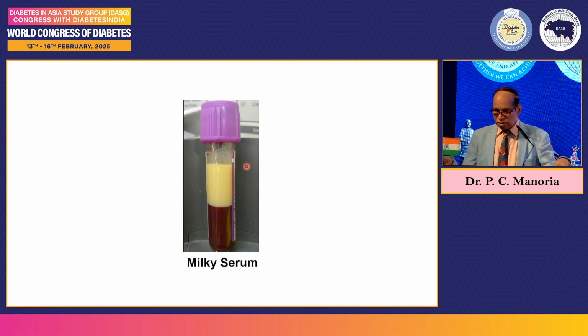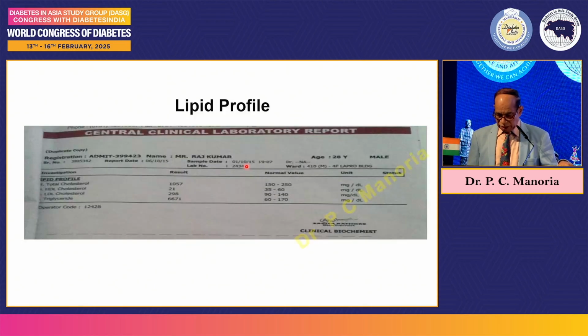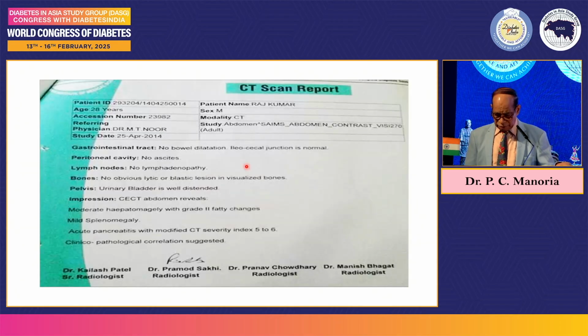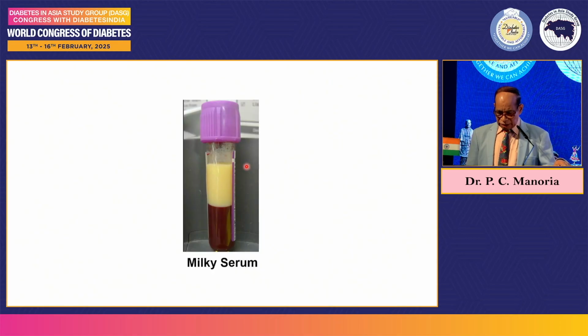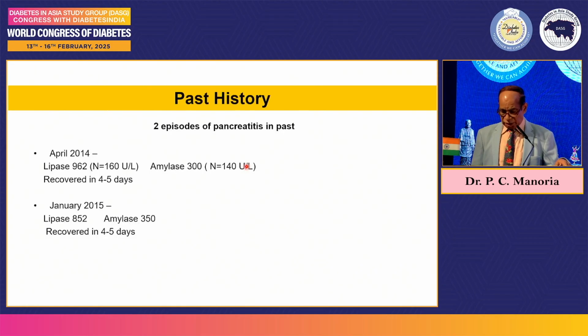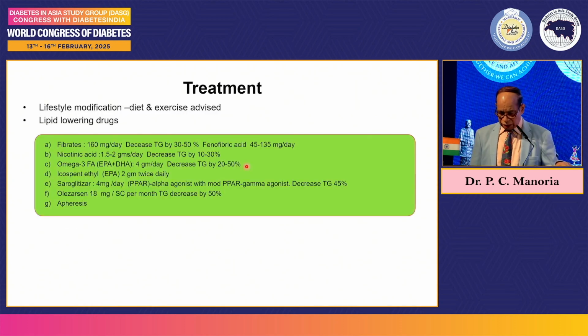is the serum. So the diagnosis of this case is triglyceride-induced pancreatitis. And we look at the triglyceride level over 6,000. So this is genetic hypertriglyceridemia, and lipoprotein lipase deficiency, ApoC2 deficiency has to be estimated. CT showed pancreatitis, lipase, amylase were elevated, diagnosis was hypertriglyceridemia induced acute pancreatitis. On taking history, he had two similar episodes, but were not diagnosed.